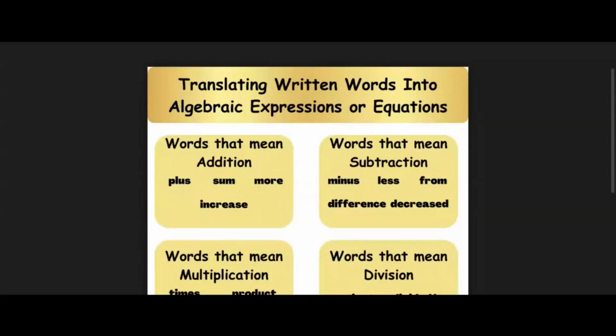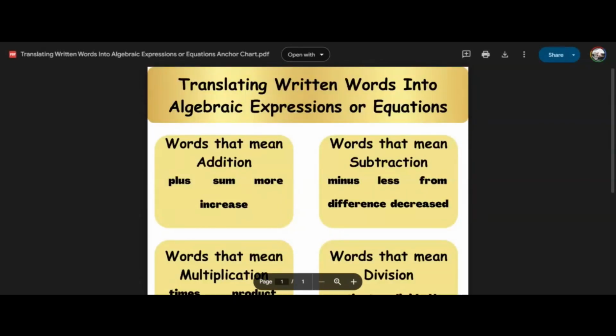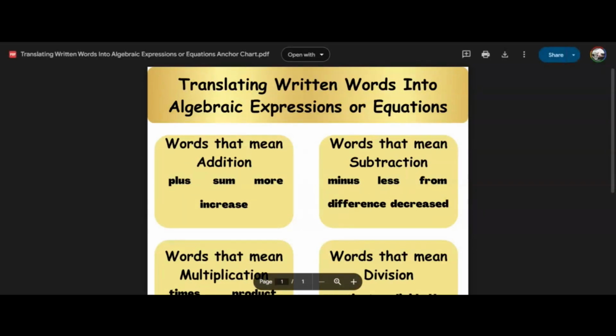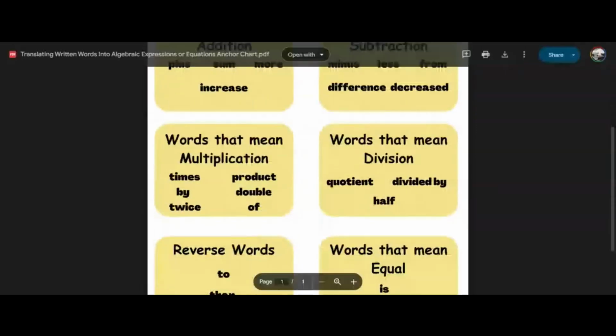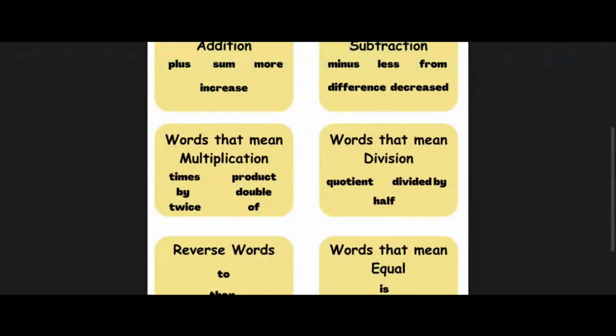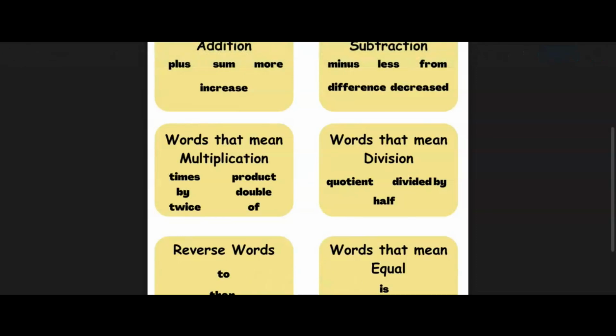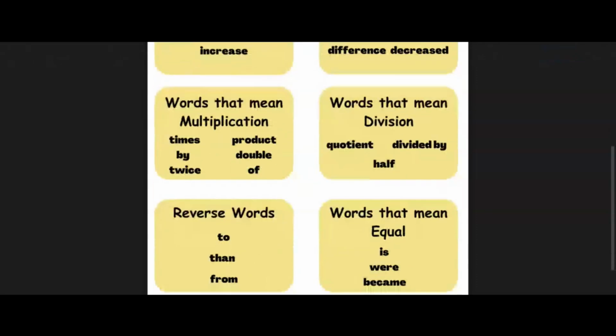So the first thing we need to talk about is reviewing that chart that I gave you back a long time ago. Hopefully you remember this chart. We talked about words that mean addition: plus, sum, more, and increase. Words that mean subtraction: minus, less, from, difference, decreased. Words that mean multiplication: times, product, by, double, twice, of. Words that mean division: quotient, divided by, half.